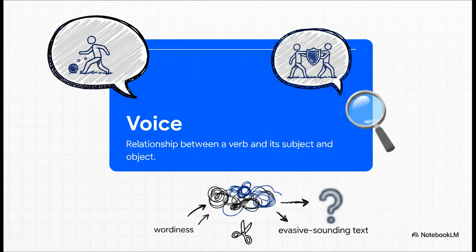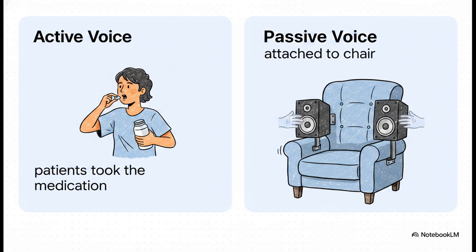Voice describes the relationship between a verb and the subject and object. You have active voice, where the subject acts, and passive voice, where the subject receives the action. While both are technically permitted in scholarly writing, many writers severely overuse the passive voice, and that's what leads to wordy, evasive-sounding text. The general rule of thumb: use active voice as much as you possibly can for direct, clear sentences, like, the patients took the medication orally. You know exactly who did what.